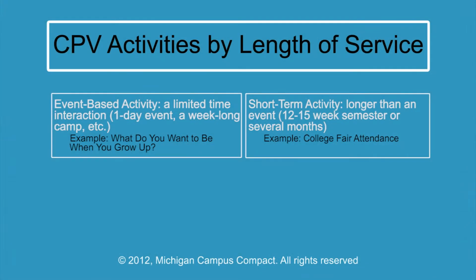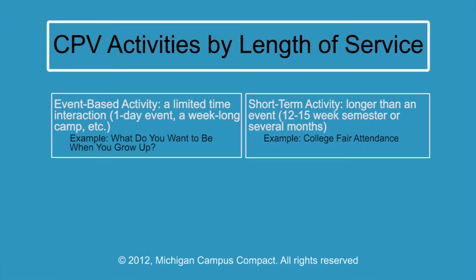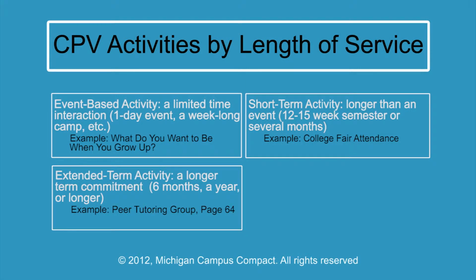Then we have short-term activity, which is longer than an event, and it's 12 to 15 weeks, a semester long, or several months. An example of that would be college fair attendance. So for example, a CPV would take the time to find different college fairs that the students could attend, so perhaps attend maybe 5 or 6 different college fairs throughout the course of 1 week, 2 weeks, or even 3 weeks, and they would meet the students at the college fairs and really help them become immersed in what's being taught, what's being shared, and have them walk away with a better understanding of what's being offered through these different college fairs.